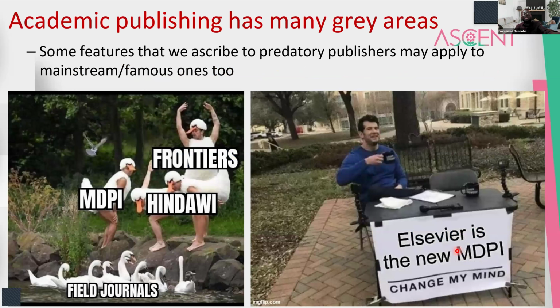Now, academic publishing has many gray areas. I'm telling you, there are certain things that we actually ascribe to predatory publishers, but let me tell you, even the most famous and the mainstream journals also have those features. So we have some publishing houses like MDPI, Hindawi, Frontiers, Field Journals, and all that. Let me tell you, even Elsevier is becoming the new MDPI.